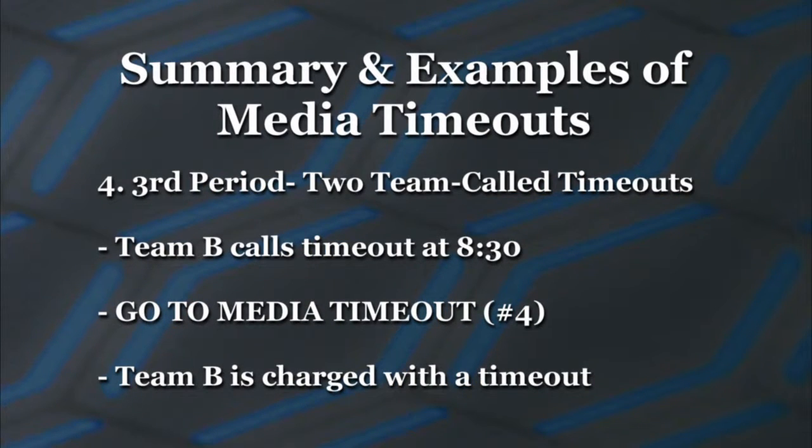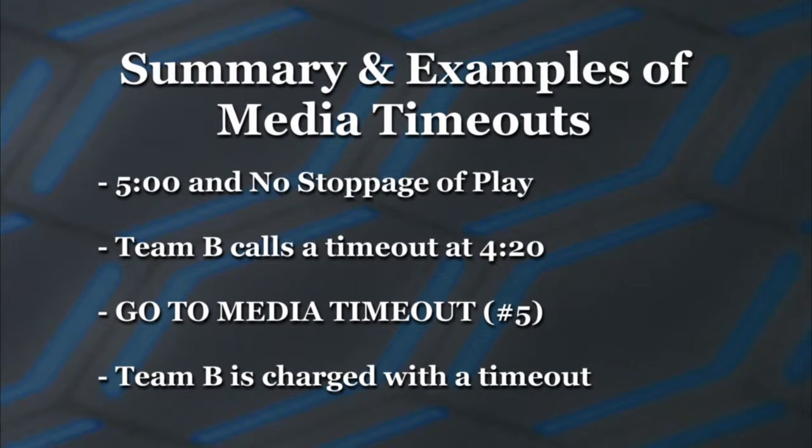Third period. Team B calls a timeout at the 8:30 mark of the period. This is the first team call timeout of the second half. We will go to a media timeout at that point and charge Team B with a timeout. Then we get to the 5-minute mark, and there is not a stoppage in play. Team B calls another timeout at 4:20, which creates the stoppage of play at or under the 5-minute mark. We go to our 5th media timeout and charge Team B with a timeout.